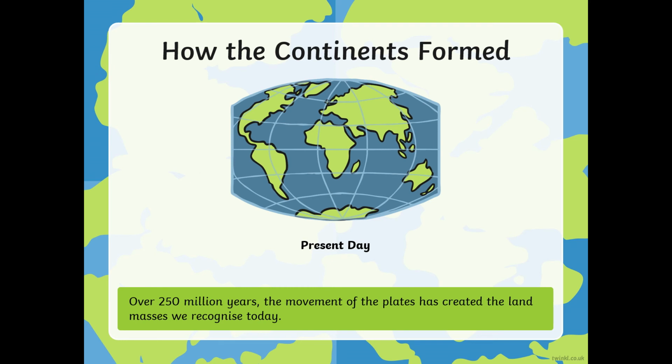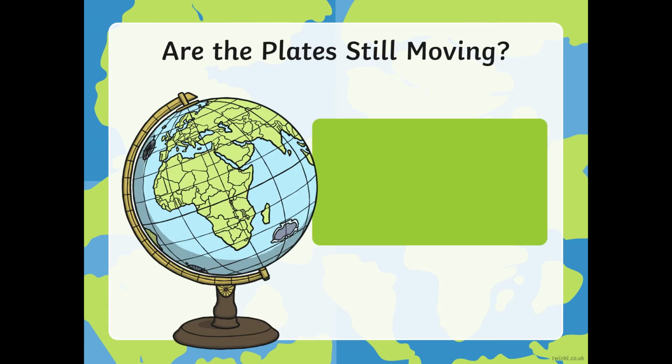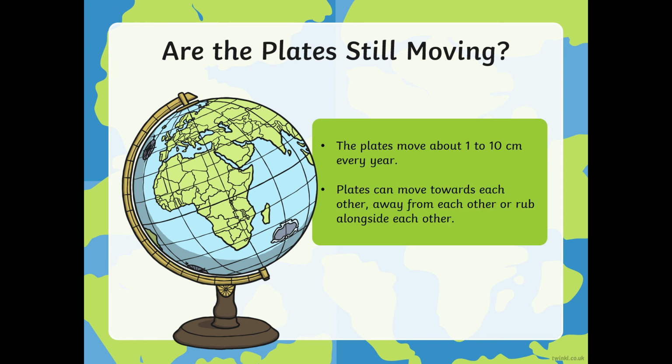And then finally we get to the present day, over 250 million years later, where the movement of plates has created the land masses that we recognise today. Now the plates are still moving, but not by very much. They move by between 1 and 10 centimetres every year. If you think about it, that means it could take between a decade and a century to even move a metre. They can move towards each other, away from each other, or rub alongside each other, which causes some of the earthquakes you looked at last week.